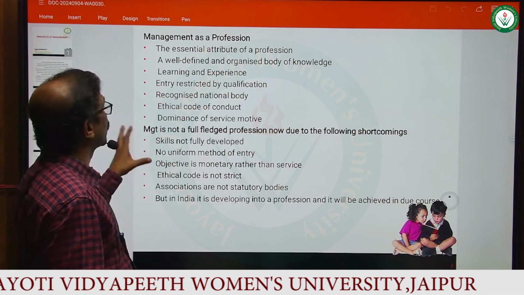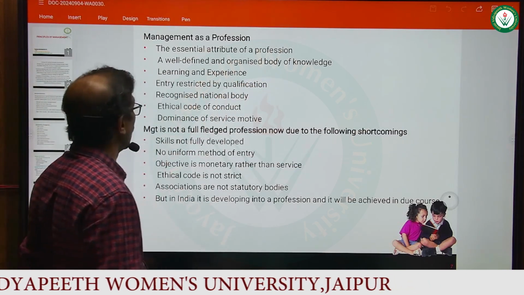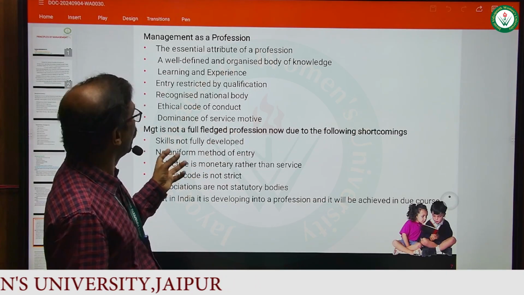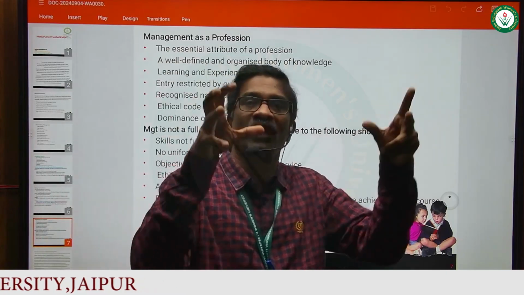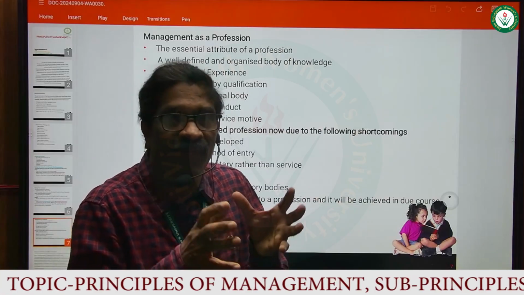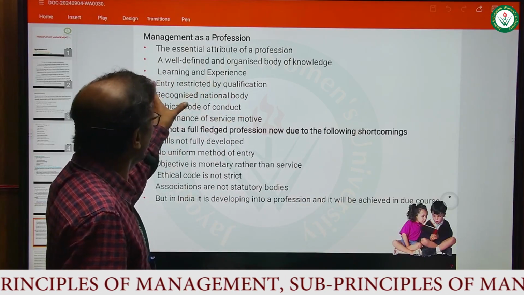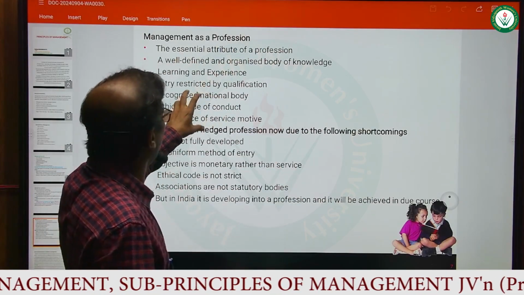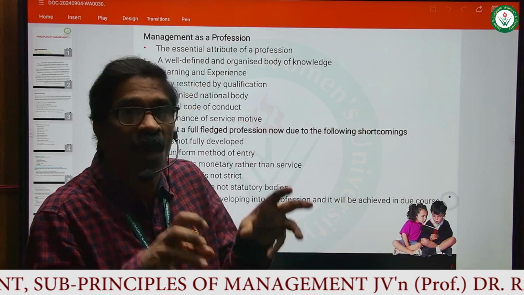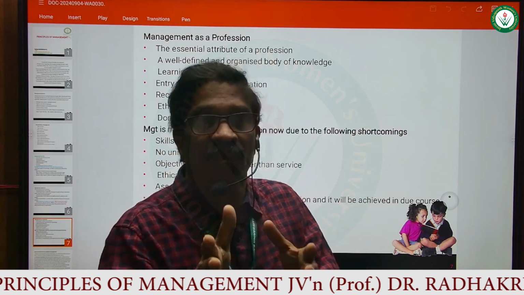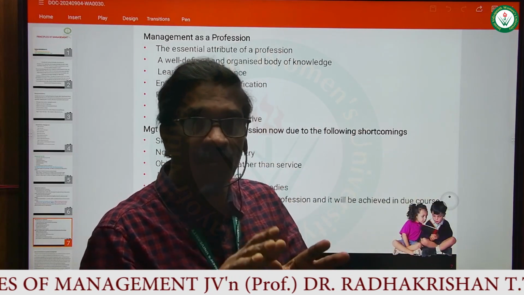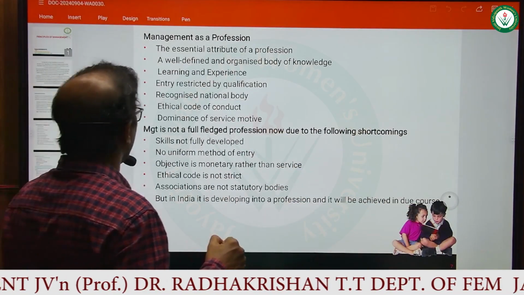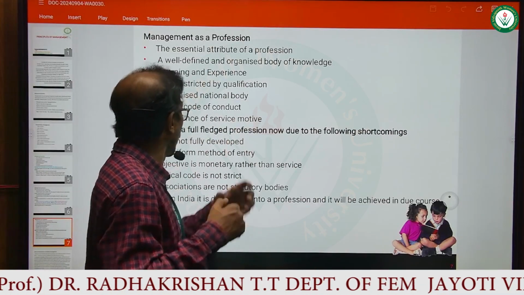The essential attributes of a profession consist of a well-defined and organized body of knowledge, learning and experience, recognition as a body, an ethical code of conduct, and dominance of the service motive. A profession requires all these things. Professional competency, efficiency and capacity are very important. When we look at management as a profession, it has these essential attributes. It consists of a well-defined organized body of knowledge that gives us direction, proper guidelines, approach, methods and strategies through management practices. So management is a full-fledged profession due to the following.